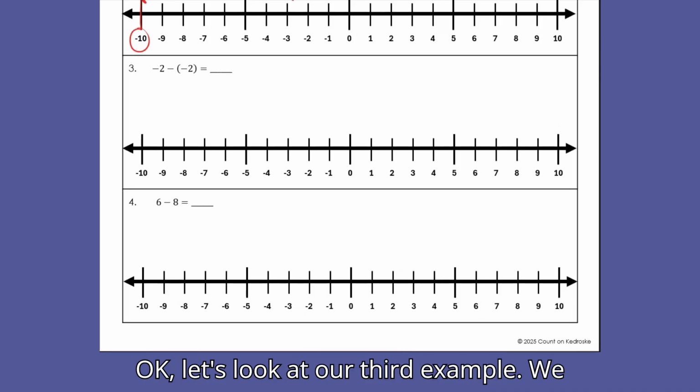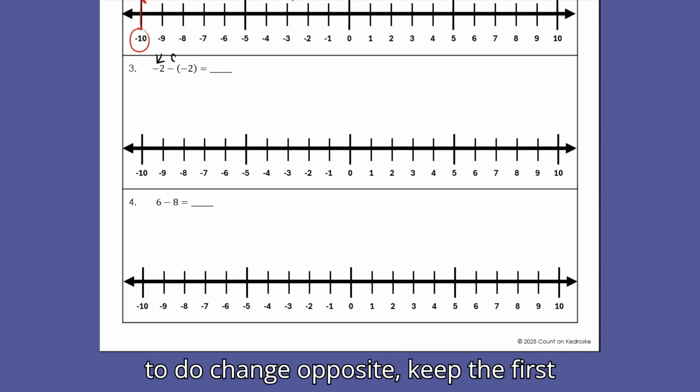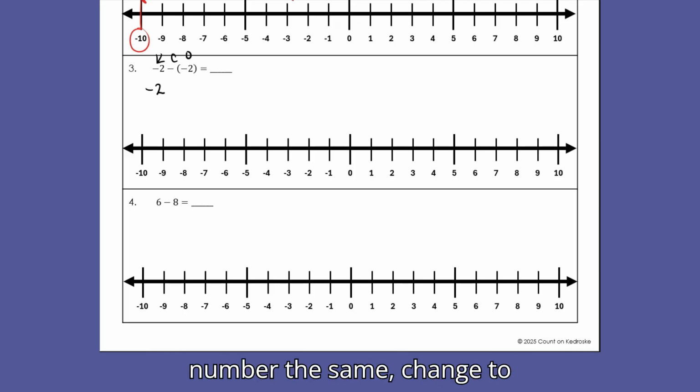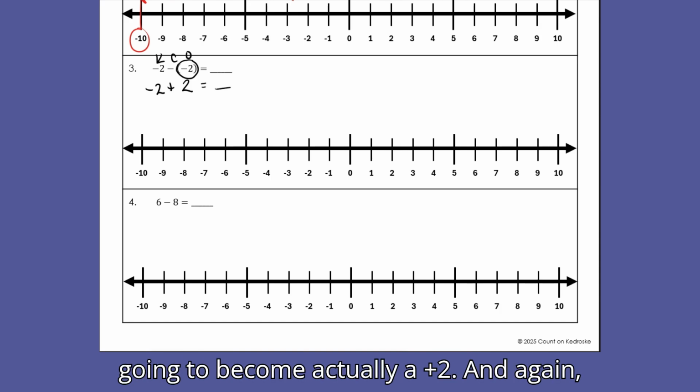Okay, let's look at our third example. We have negative 2 minus negative 2. So again, I'm going to do keep, change, opposite. Keep the first number the same. Change subtraction to addition. My second number is negative 2, so it's going to become actually a positive 2.